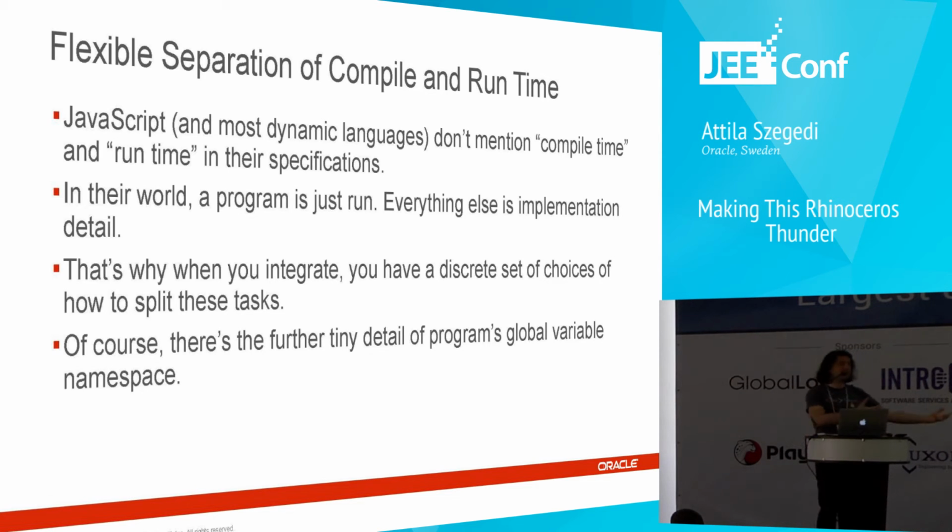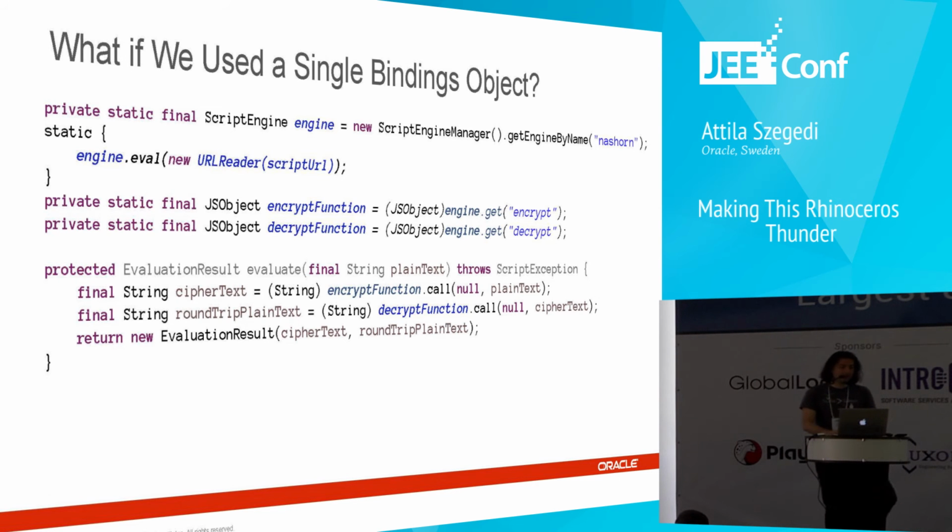And then when you try to integrate a dynamic language runtime into your Java runtime, where you're used to compiling code and packaging it and so on, suddenly you realize that, oh my God, I have more freedom than I really want, right? Because now you have to deal with these aspects of where do you cache the code? Are you sharing global namespaces or not? So you're probably thinking, so what if we just reuse the bindings object? What if we just reuse the global scope, right?